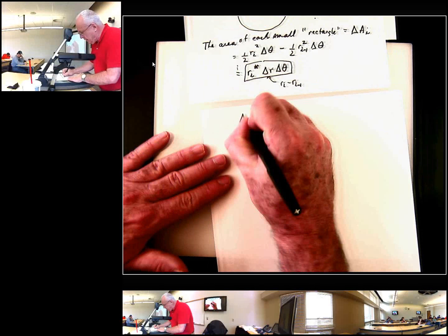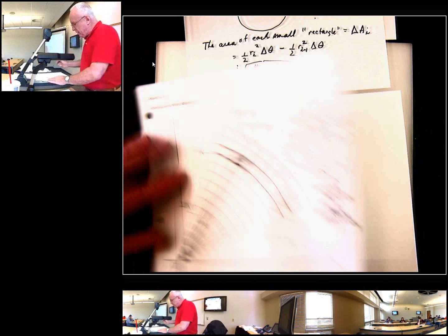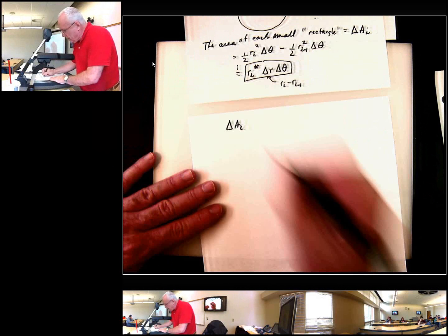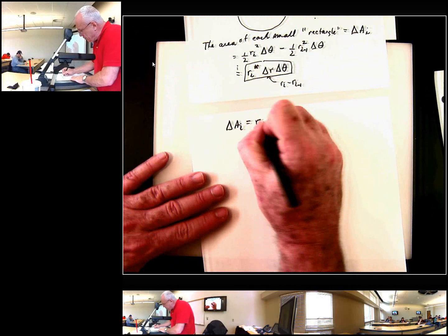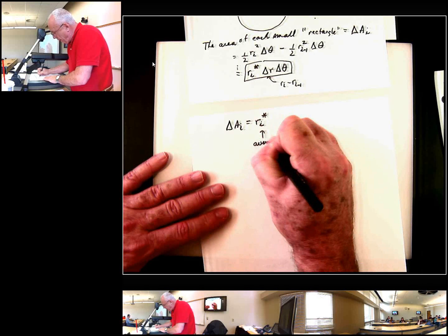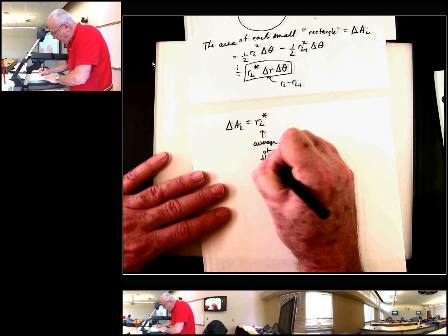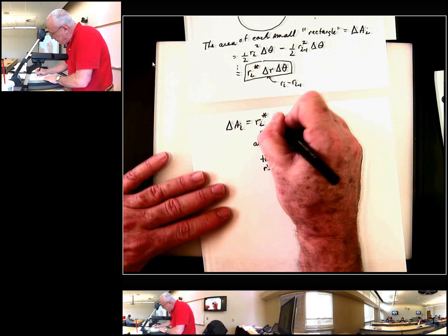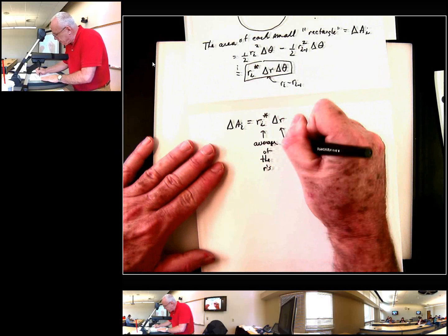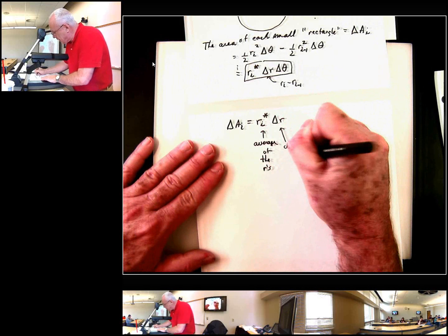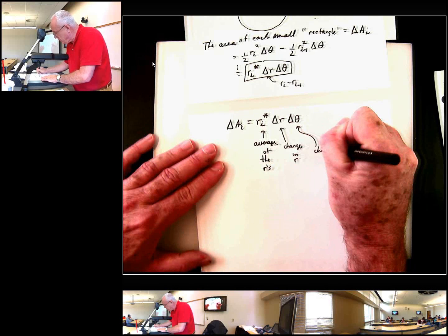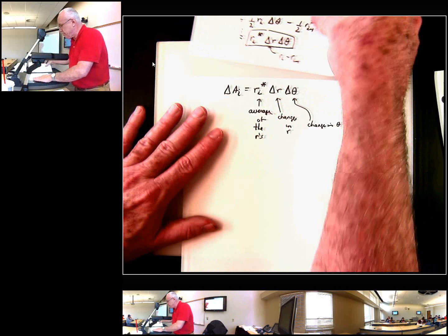This delta A_i, and we're talking about this area here, delta A_i, is equal to that center r, the average of the r's, times delta r, the change in r, that's the change in r, times delta theta, which is the change in the angle theta. Let me keep that up there.